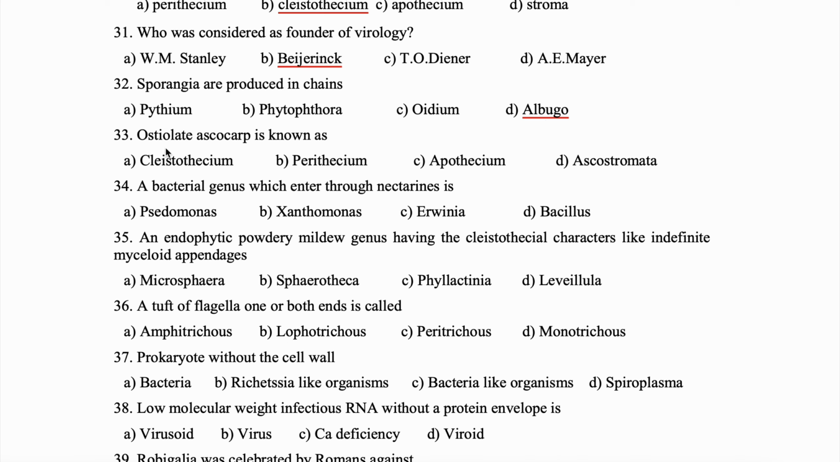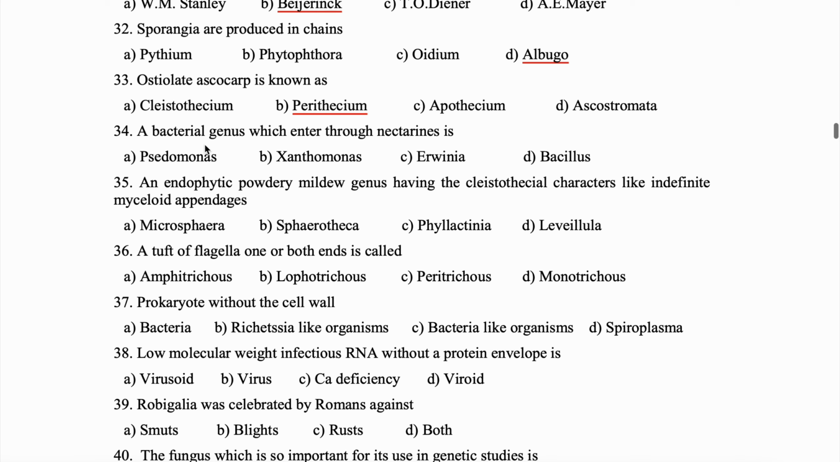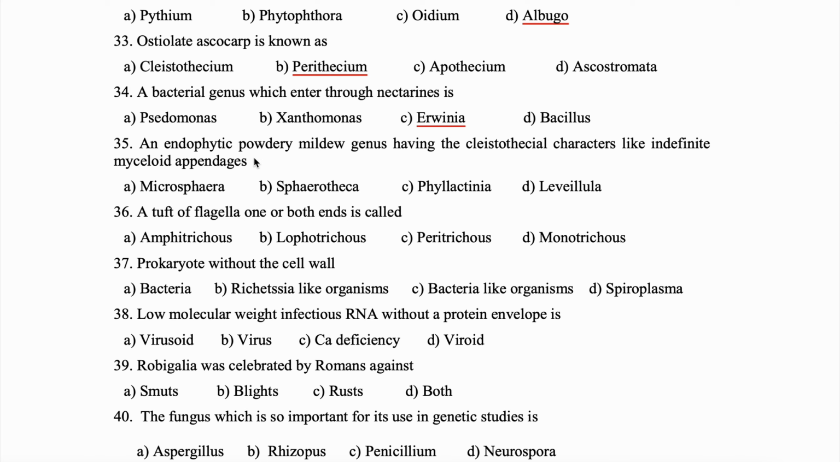Next, ostiolate ascocarp is known as Perithecium. Next, a bacterial genus which enters through nectaries. So every bacteria, their mode of entry is different. So in case of nectaries, which will be the answer? It is Erwinia. They enter through nectaries.